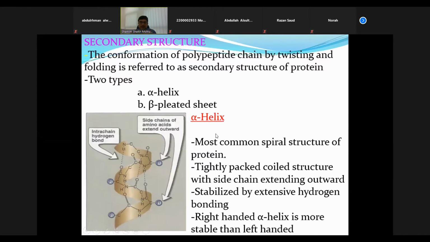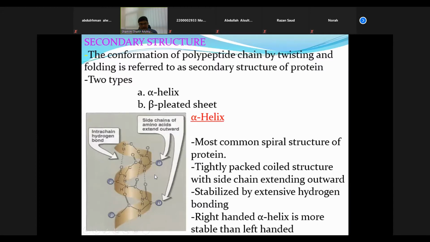So what is the meaning here? It is the most common spiral structure of protein. It is the most common secondary structure, okay? And it is a tightly packed coil structure with side chains extending outward. What is the meaning of this? You can see the picture. Inside, it is very, very coiled and very, very tightly packed.